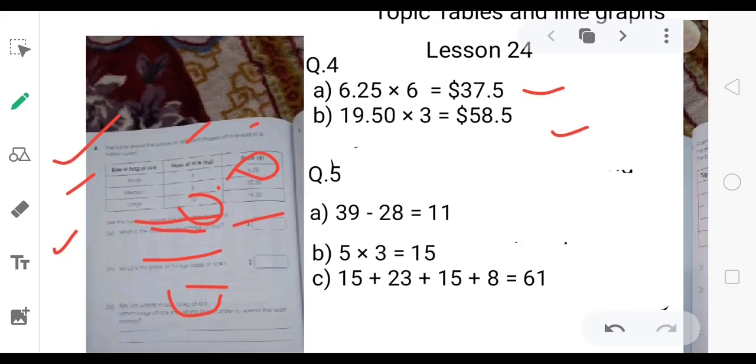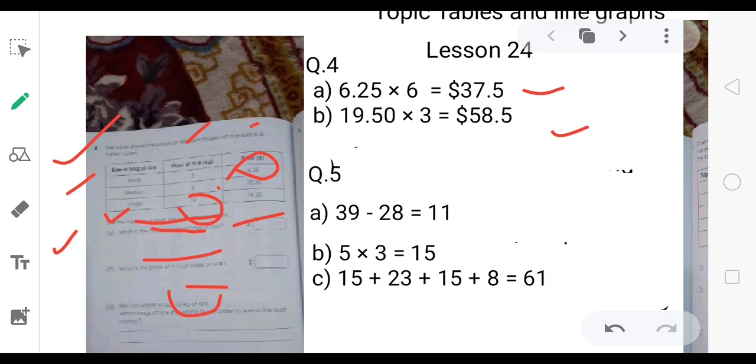What will you do? First, take the large bag, and in rough work you will do it by yourself, whether she will buy the large bag, medium bag or the small bag. One large bag consists of 10 kg, and the price of 10 kg is $19.50. She just needs to buy 15 kg of rice. If she buys one large bag of 10 kg, then only 5 kg is left. So check whether she will buy one medium bag or what.